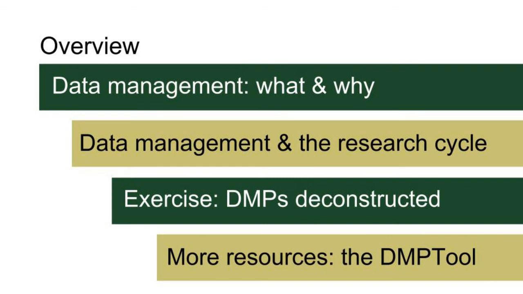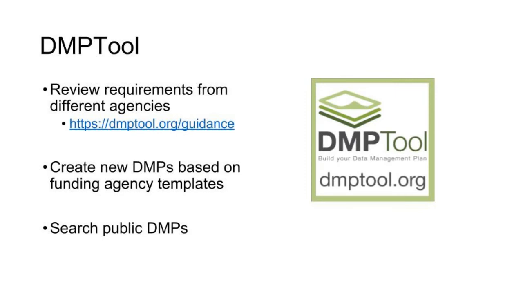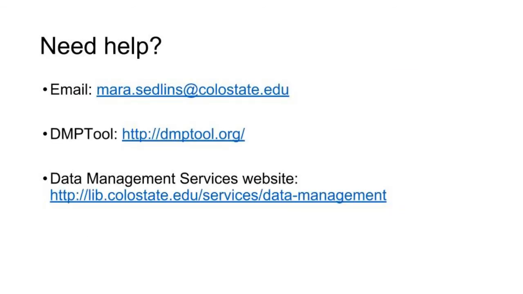A good place to look for funding agency requirements is the DMP tool, an online tool for data management plans. You can review funder requirements at the link listed here. You can also create an account to use DMP templates and search public DMPs. As always, if you need help with any of these topics, my contact information is here, or you can consult the DMP tool or the CSU Library's data management website.